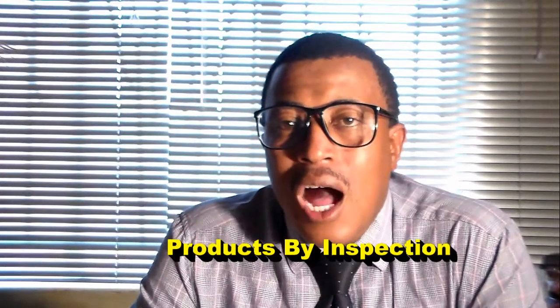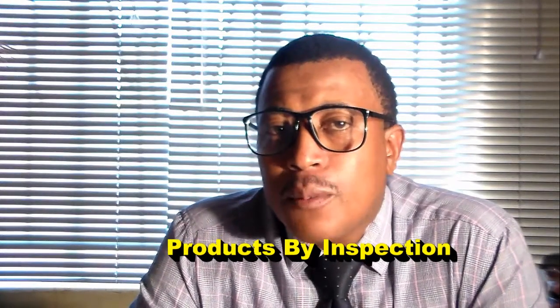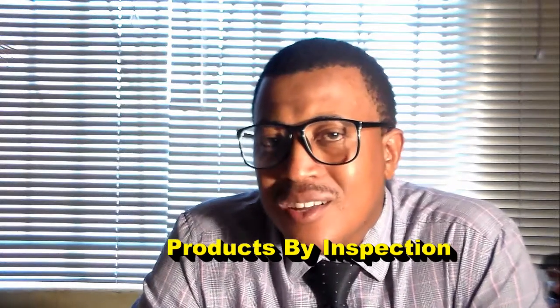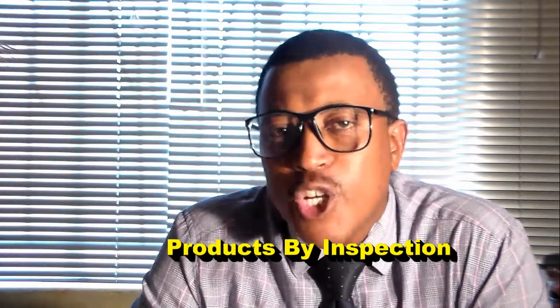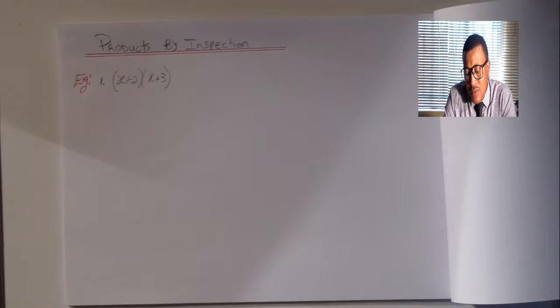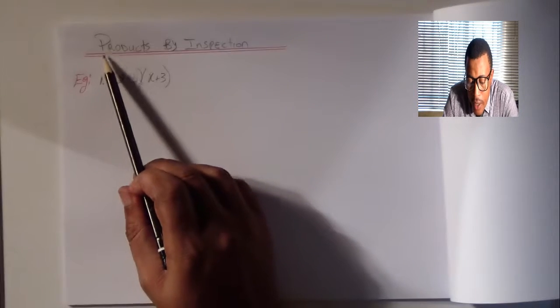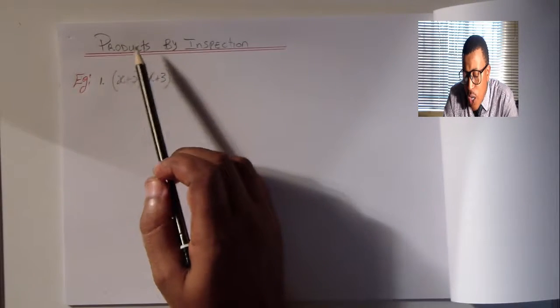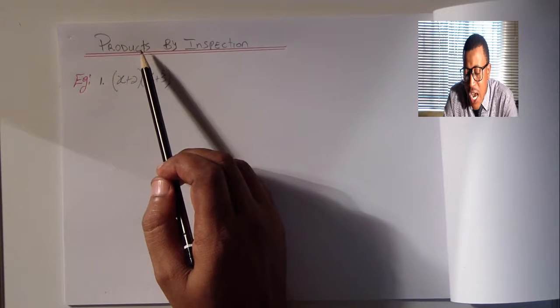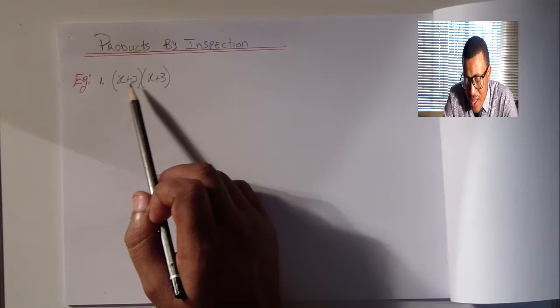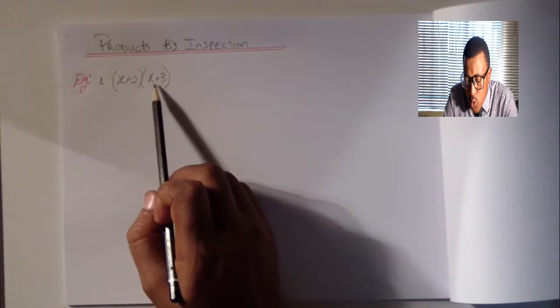Right. Now, I want us to go and focus on multiplication that involves products by inspection. In other words, multiplication by inspection. Now, in this case, it is a part or a branch of algebraic multiplication whereby we multiply a binomial with a binomial. Remember your language, a product is an answer of multiplication. Here we are going to multiply a binomial with a binomial, a 2-term with another 2-term.